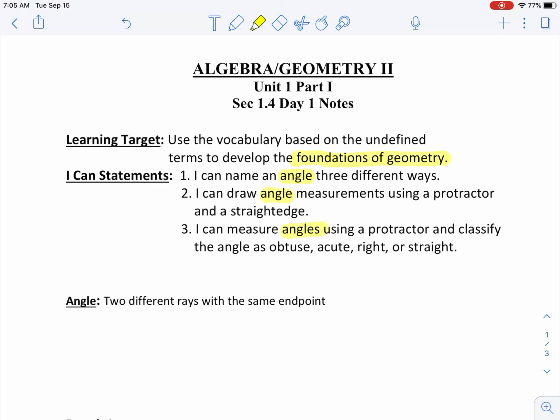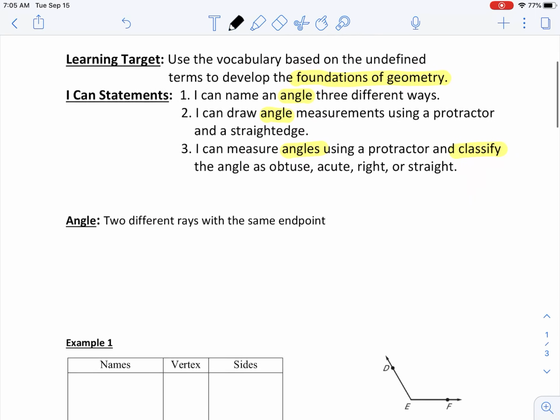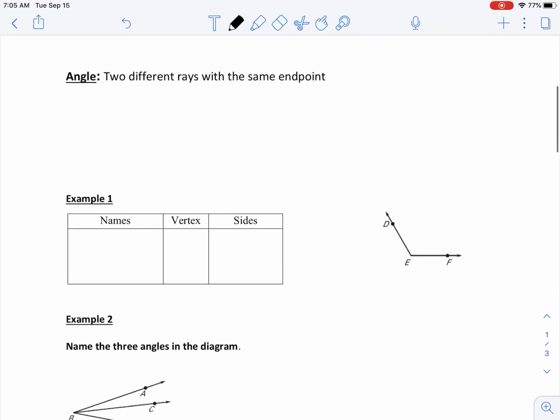We're not going to be able to use a protractor and straight edge because of our virtual learning, but that's okay. Once we're in the classroom, we'll be able to do that. And number 3, I can measure angles using a protractor. So we necessarily won't be able to measure, but we will be able to, what it says right here, classify angles, whether they're obtuse, acute, right, or straight.